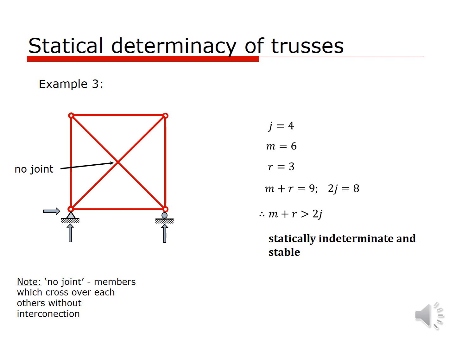Now another thing I have to point out here, we have marked the 2 diagonal members crossing at a point as no joint. A no joint member is a member which crosses over another without interconnection.